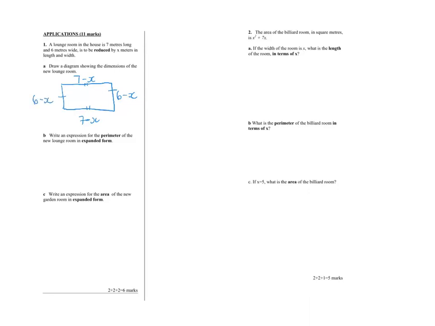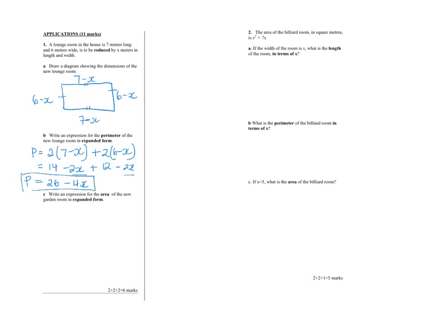Now write an expression for the perimeter of the new lounge in expanded form. So if you look, why they said it perimeter in expanded form, because we know we have 2 of the lengths plus 2 of the widths, but they don't want you to leave it like that. They want you to expand it out. So you could say 14 minus 2x plus 12 minus 2x. We group the like terms and we end up with 26 minus 4x is a perimeter.